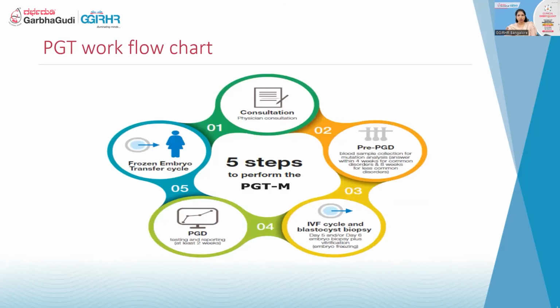So, the PGT workflow chart. How does the workflow happen? First, the couple comes for consultation, and then we send them for pre-PGT workup. So they'll go there, and everything will be screened, like the pedigree chart and everything. Once that workup is done, they can go ahead with the IVF cycle and a blastocyst biopsy preferably. After that, the biopsy sample will be sent for analysis, that is, for the genetic testing. Once the report is out, embryo transfer can be done.